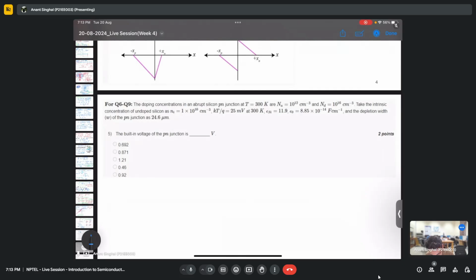So we have an abrupt silicon p-n junction at room temperature. Na is given as 10 raised to 12, Nd is given as 10 raised to 16, Ni is to be taken as 10 raised to 10, and kT by q is to be taken as 25 millivolts. What we need to find first is the built-in voltage, VBI.